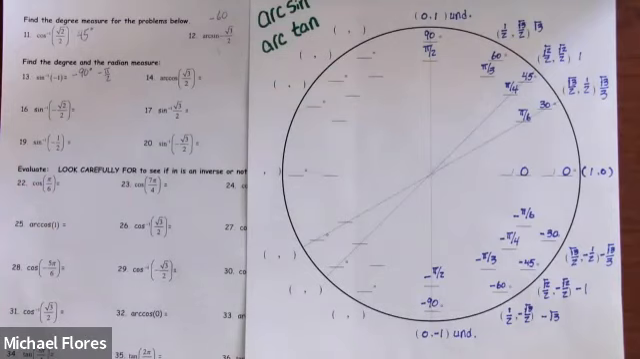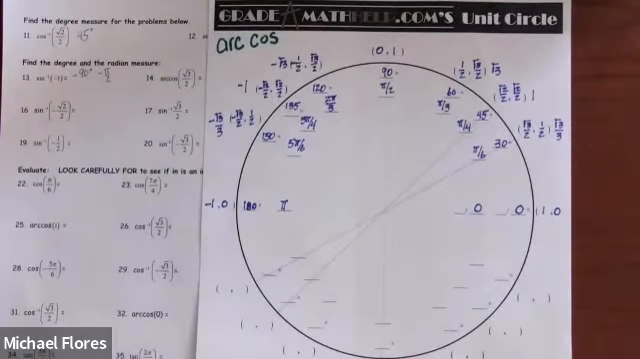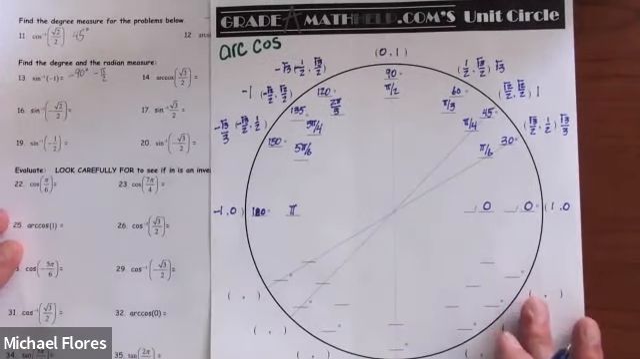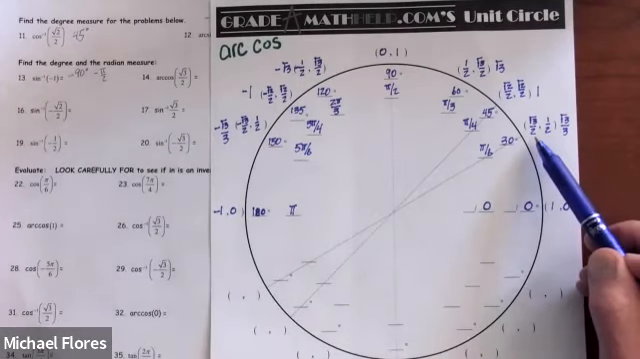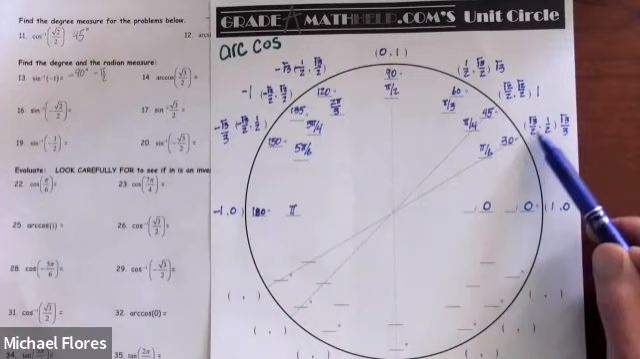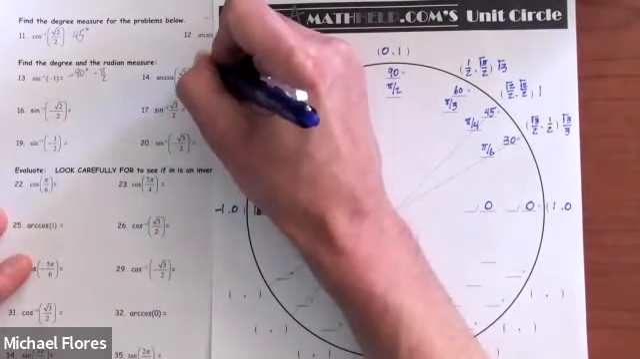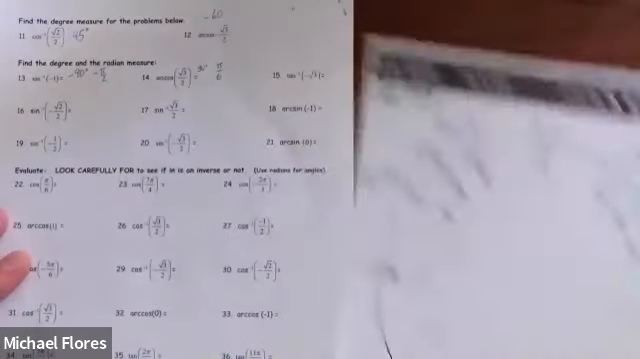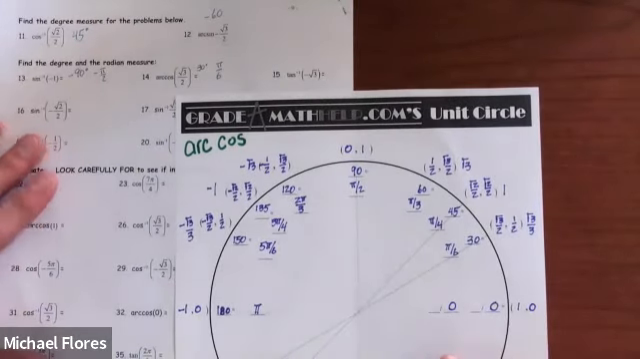Next, let's find arc cosine. So arc cosine, we need our arc cosine cheat sheet now. Arc cosine of root 3 over 2. So we're looking for the cosine value, positive root 3 over 2. There it is. That's a 30-degree rotation, or pi over 6 in radians.